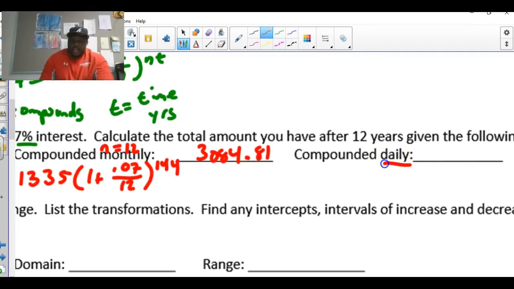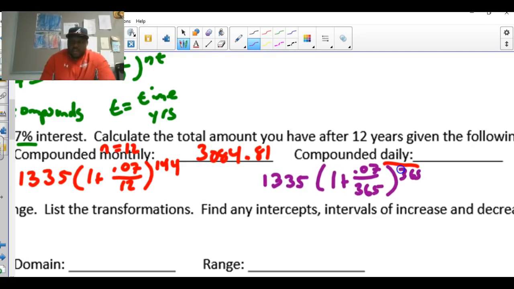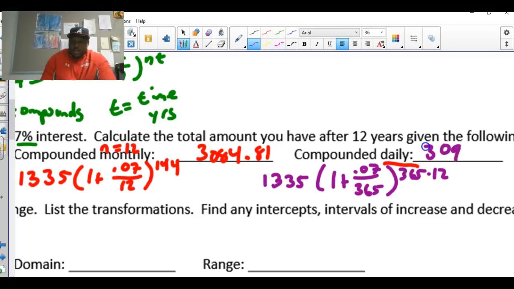Next, it says compounded daily. Now N is going to be 365 because there's 365 days in a year. So when we do this daily, let me change colors. We have our principal amount times 1 plus 0.07 divided by 365 raised to the 365 times a year for 12 years, so 365 times 12. When you do that, guys, you're going to get $3,092.10. So here, guys, are all your compound interest equations.